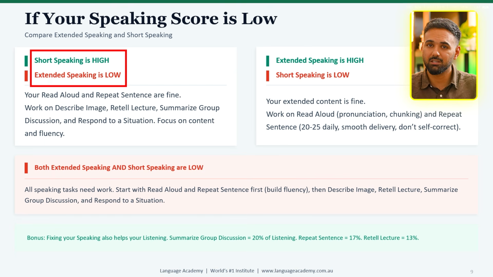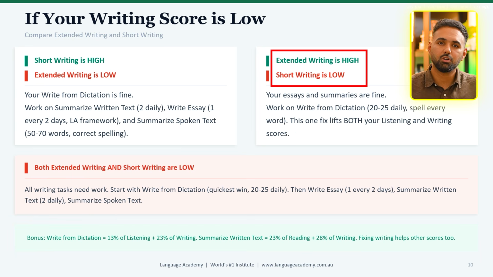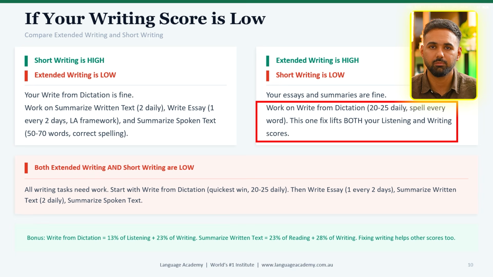Let's say your extended speaking is low, which means you did not do well in read a lecture and summarize and group discussion. That's going to cost you a lot of points in listening. So you work on your read a lecture and summarize and group discussion. If your short speaking is low, repeat sentence can be an issue. That's where you work. If your short writing is low, you work on your write from dictation. That is going to boost your listening scores.